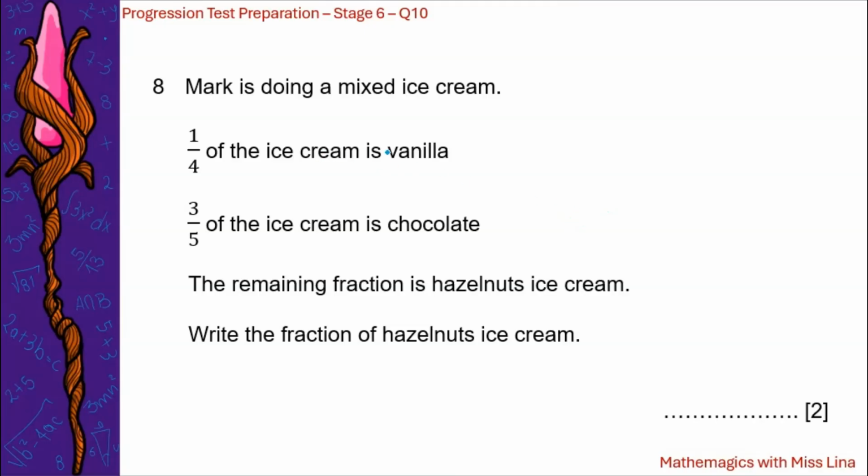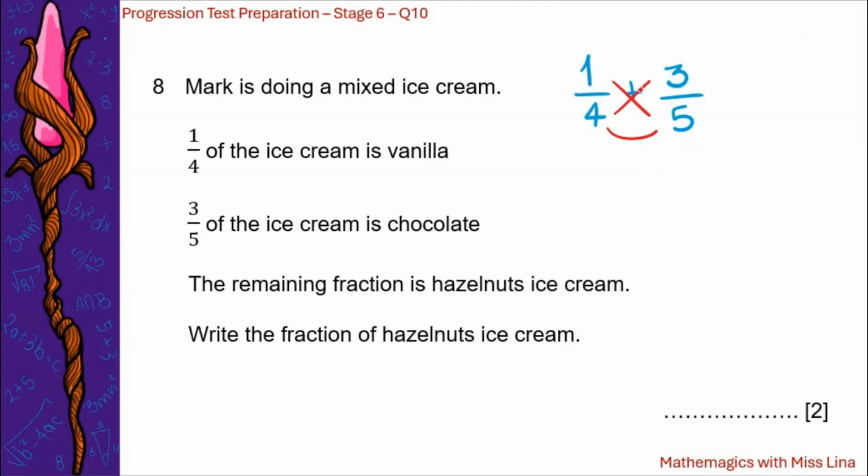Okay, so we are given the fractions of vanilla and chocolate. That means we could add them together and see how much is left to get the whole. So let's start doing the addition. 1/4 plus 3/5. We could use equivalent fractions or even the happy face method. Let's use the happy face method in this case.